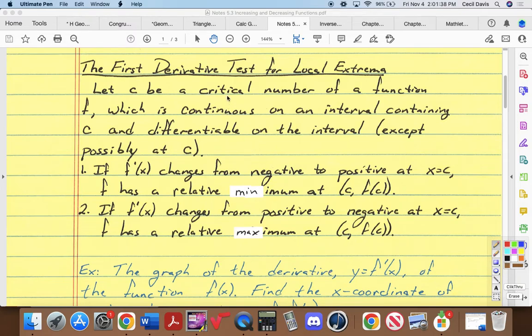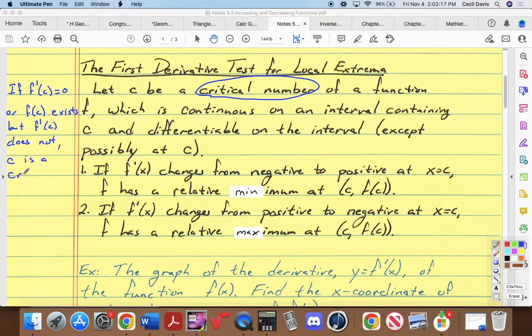We probably ought to talk about what a critical number is. A critical number is, if f prime of c is equal to 0, or f of c exists, but f prime of c does not, c is a critical number of f.